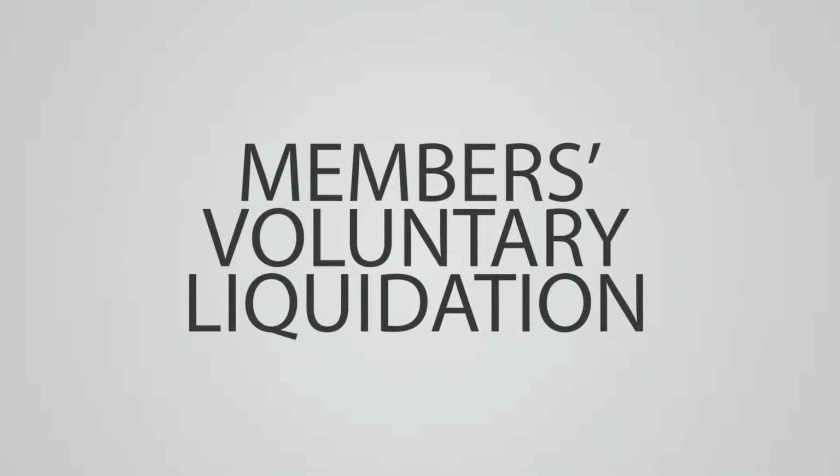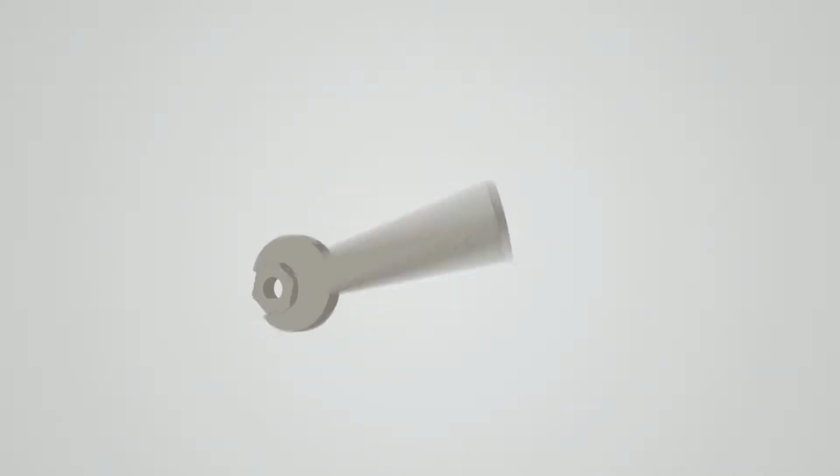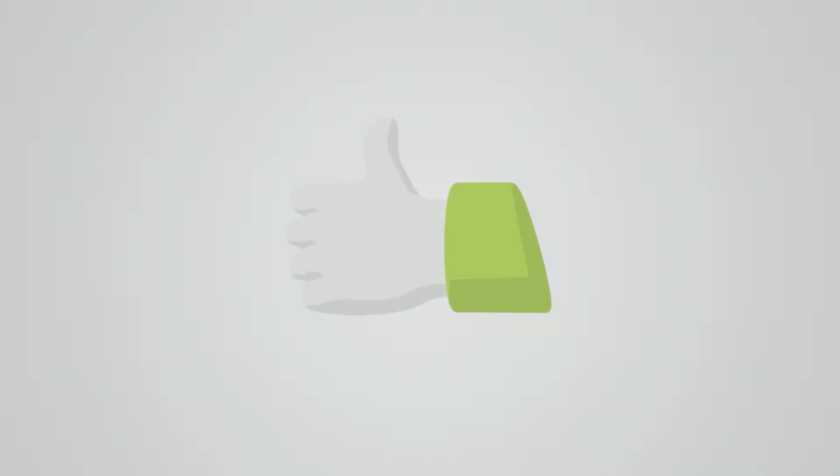A member's voluntary liquidation, MVL, is a tool used to formally dissolve and deregister a solvent company. Here, we show you how to do that, but first, let's look at some of the benefits.